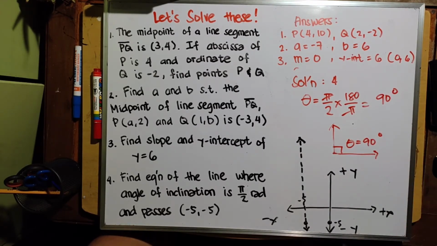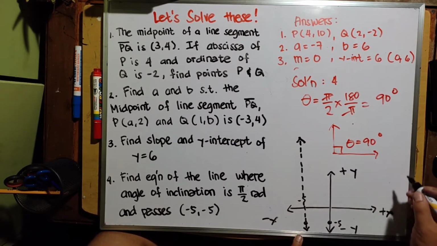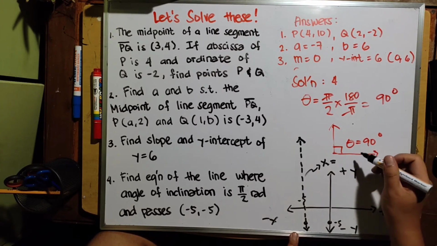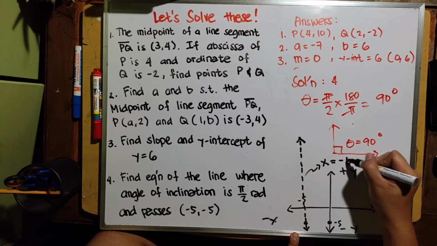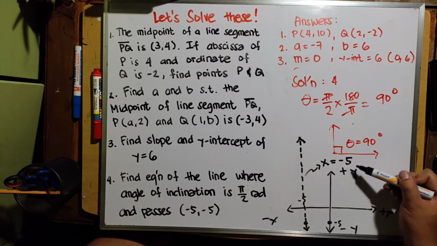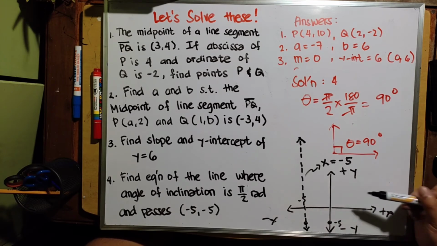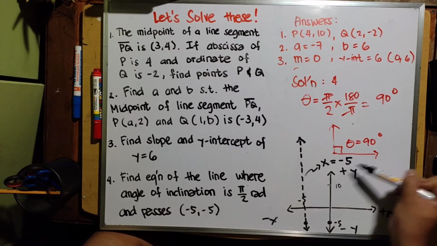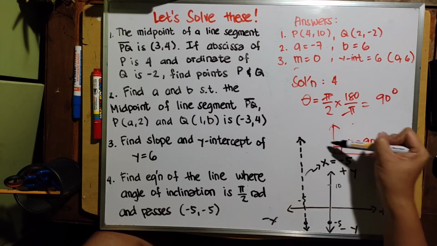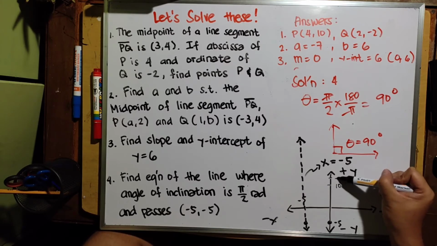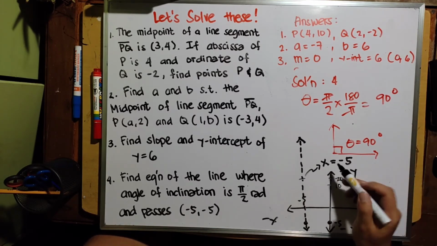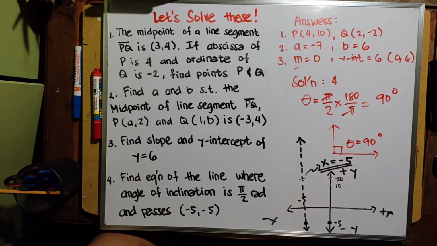Now since this is a standing line, this is a vertical line, meaning the equation of this is just x equals negative 5, meaning the value of x is negative 5 regardless of the value of y. So if the value of y is 10, still the value of x is negative 5. If the value of y is 20, still the value of x is just negative 5. So that's why the equation of the line is just x equals negative 5.